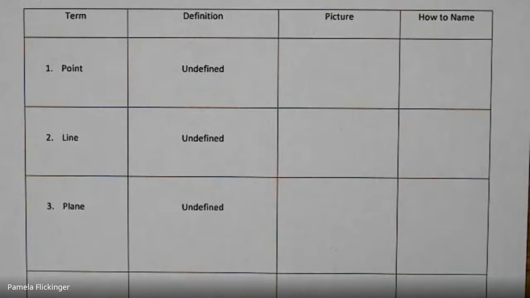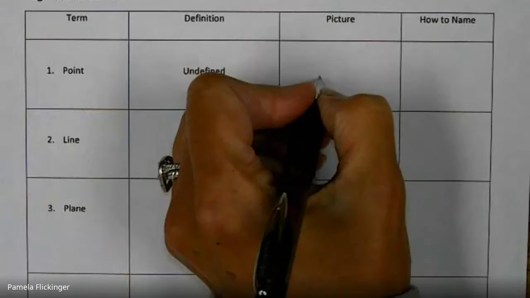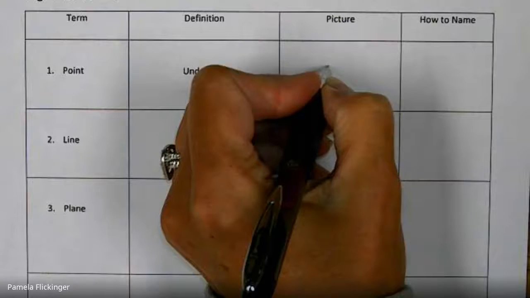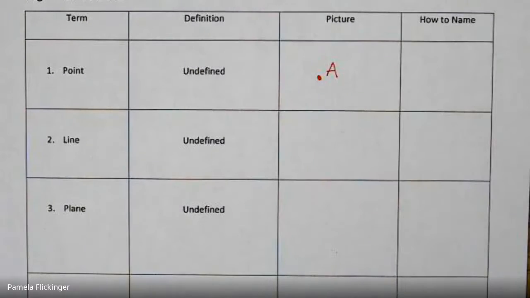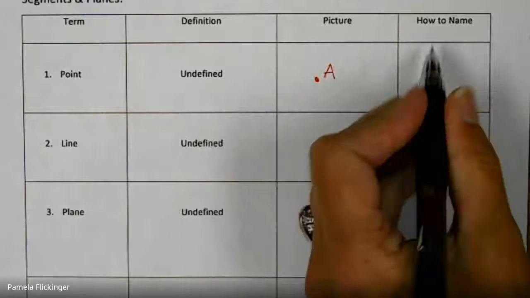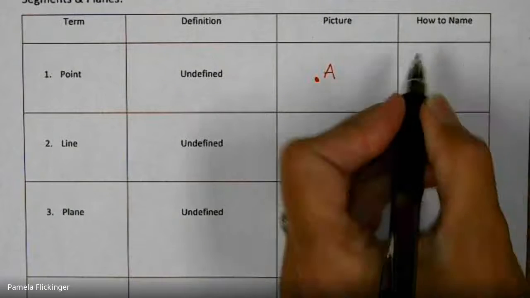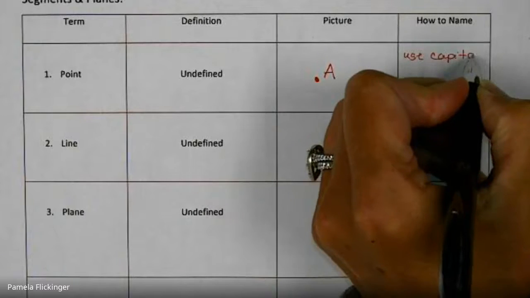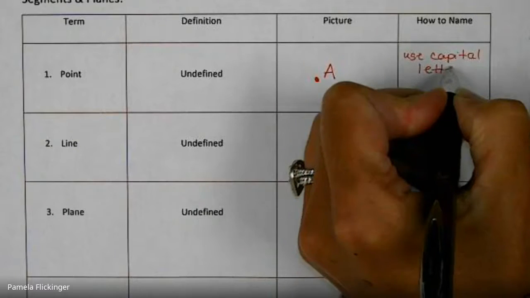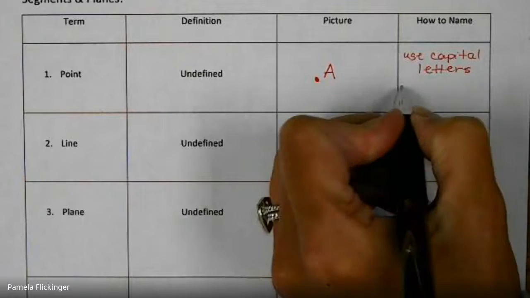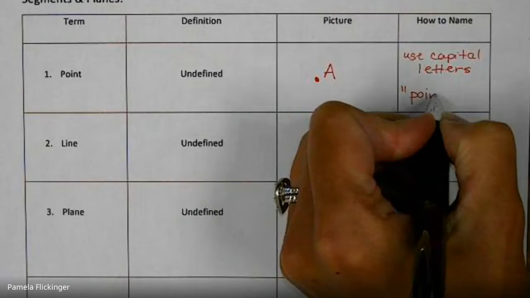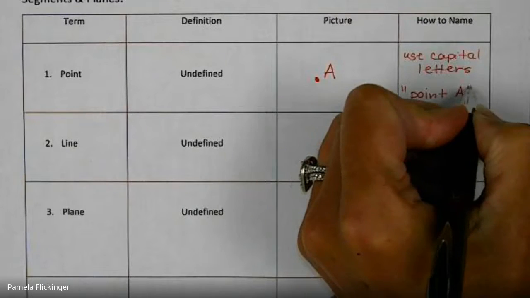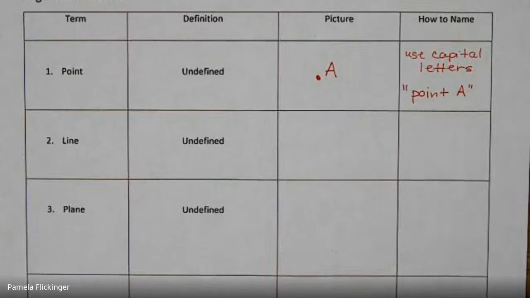All right, so to draw a point, obviously it looks like a dot. We use capital letters to name them. Okay, so over here in the column, how to name, that's what I want you to write. We're going to use capital letters, always. And then when you look at that picture, you would read it as point A.